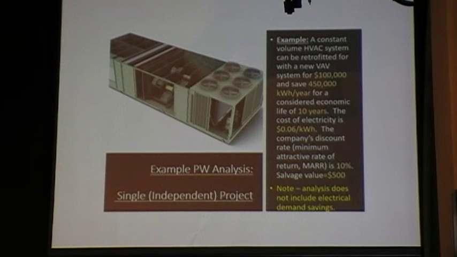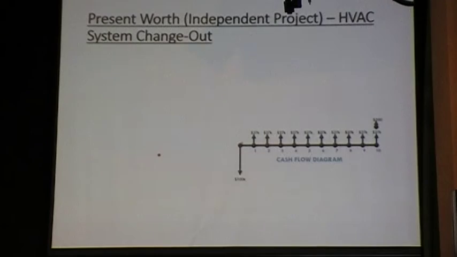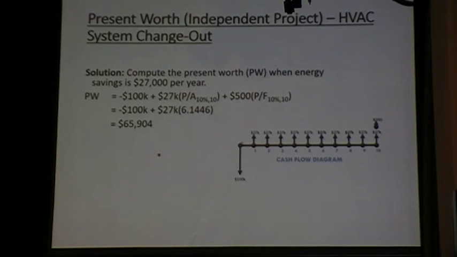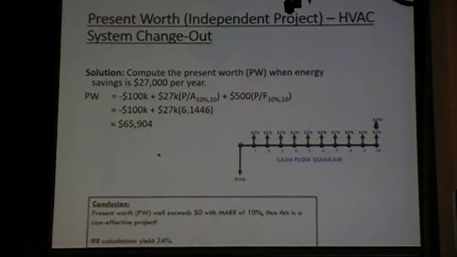A constant volume HVAC system will be retrofitted with a new VAV system costing $100,000. You're saving 450,000 kWh per year for a life of 10 years. Cost of electricity is $0.06 per kWh. What is the present value? Is it a good project? So we do the math. We won't go through the math.